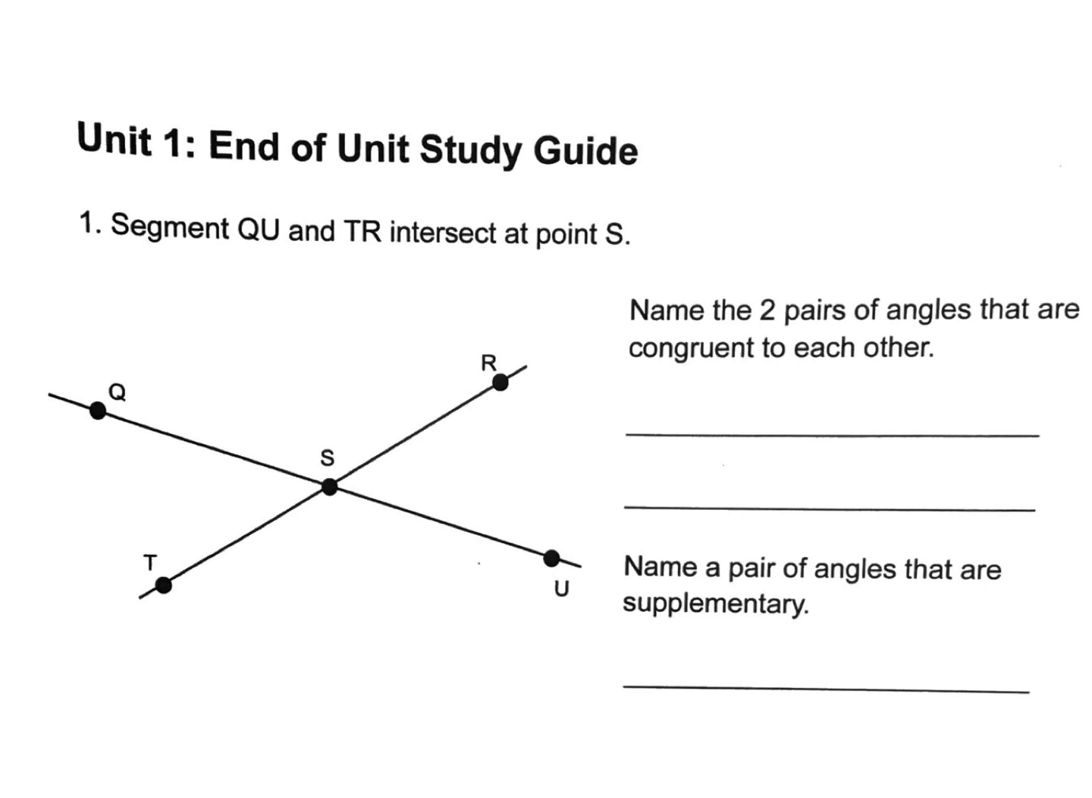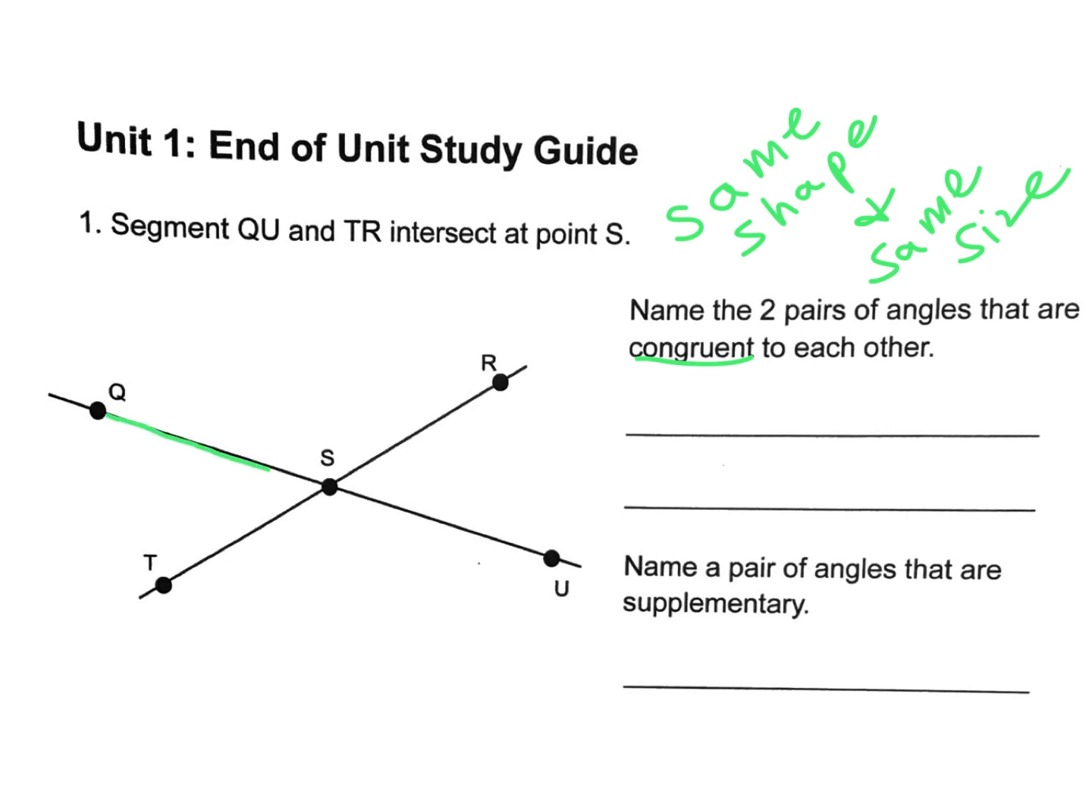Okay, so by now you should recall that congruent means the same shape and the same size. So as I look at the picture, I'm looking for two identical angles. We have learned that vertical angles are congruent. Vertical angles are angles that are across from each other.